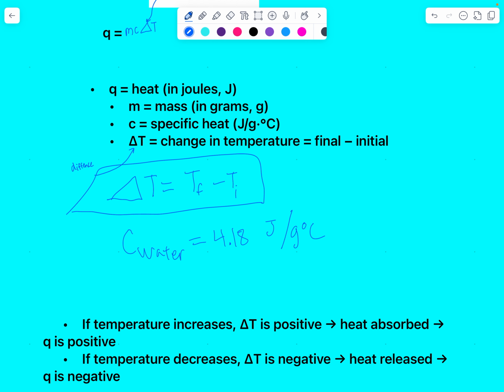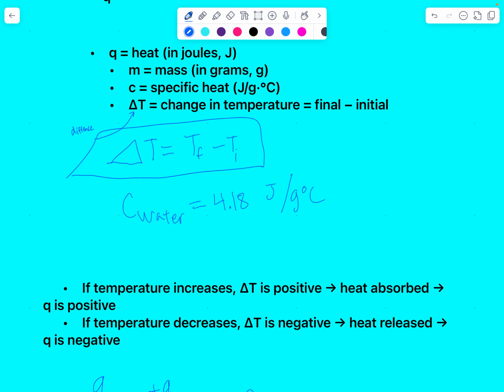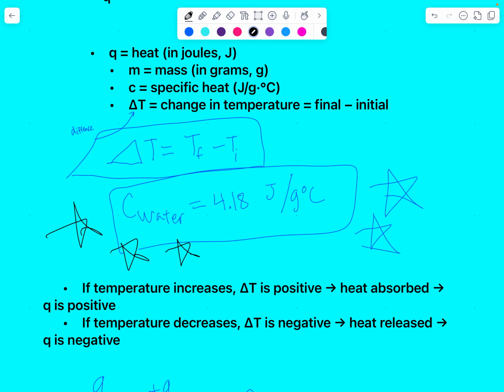This part matters on exams. The specific heat of water is a constant, which is 4.18. Please draw this into memory because sometimes your teacher won't be too nice and give you this. 4.18 joules divided by grams times degrees Celsius. That's the constant for water, the specific heat of water.